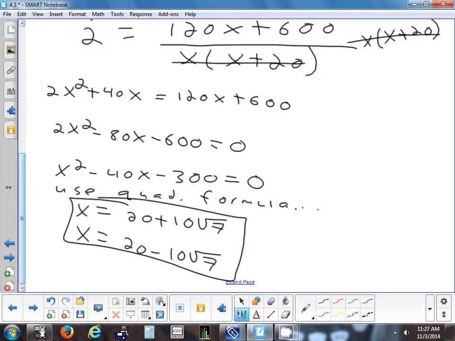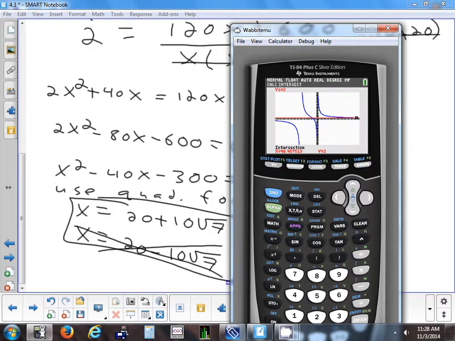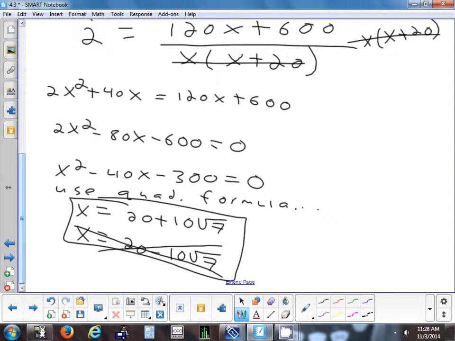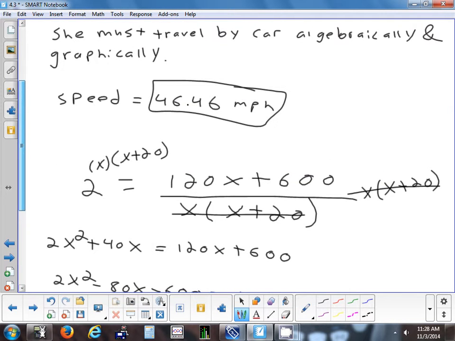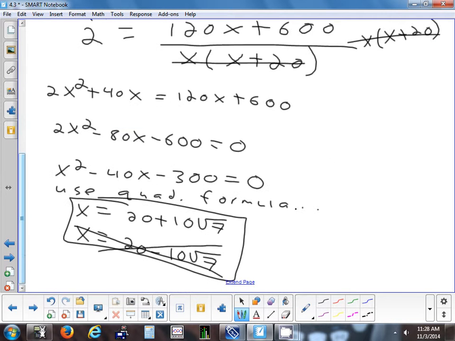If I do 20 minus 10 square root 7, what's going to happen? It's going to be negative. Can we have negative speed? No. So this second answer doesn't work. And graphically, we saw the second answer earlier. It was right kind of in that spot right there. All right. If you type this in, 20 plus 10 square root 7, you will get 46.46, the way we did it graphically.